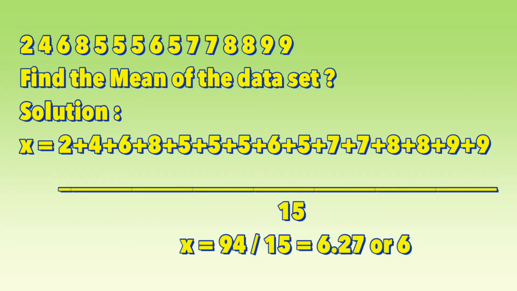6.27, or 6, because we're going to round off since we're talking about a certain number of persons. There's no half of a person, that's why we need the whole number. Therefore, this means the average number of absences incurred by the 15 students is 6.